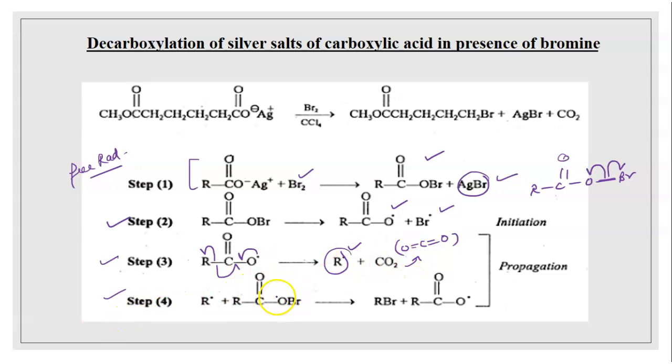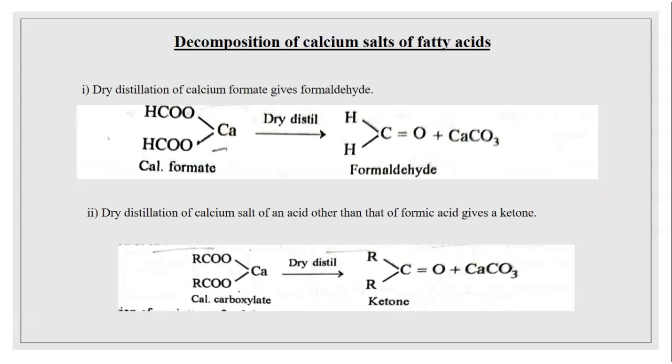Now in step 4, what is happening? It is again reacting with this particular RCOOBr and it results in the formation of RBr and RCOO radical. So this is how the mechanism of your Hunsdiecker reaction occurs. It is quite simpler to follow, and I hope you have understood all this very well.